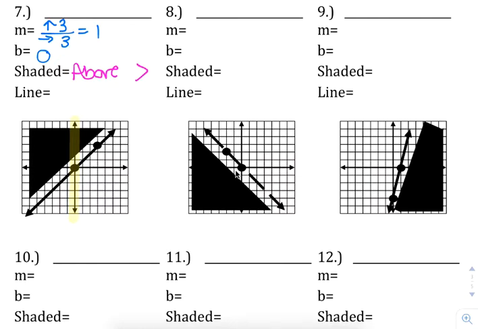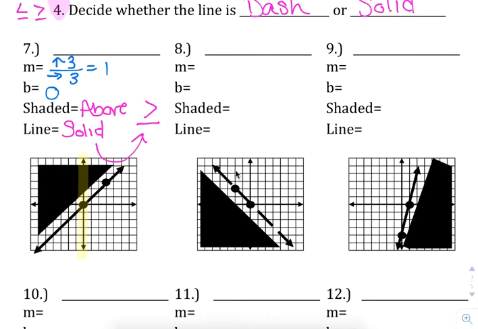Okay, it's set up like this problem. But when I choose my symbol, I also have to remember that it's solid. Solid means that I'm going to add this little or equal to underneath it, okay? So when we make our full equation, we're going to start it with y is greater than or equal to, and then you can put the rest of your equation. We don't say 1x plus 0. Remember, we only say y is greater than or equal to x, okay? All right, let's try number 8.